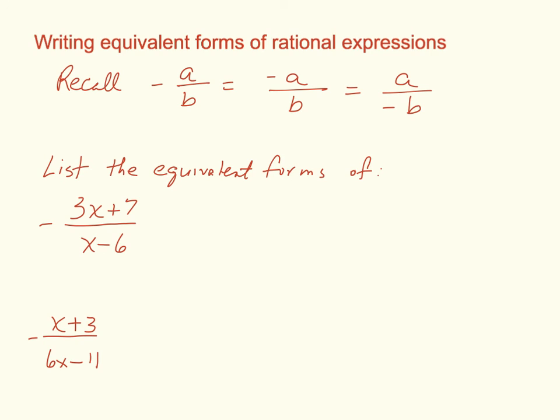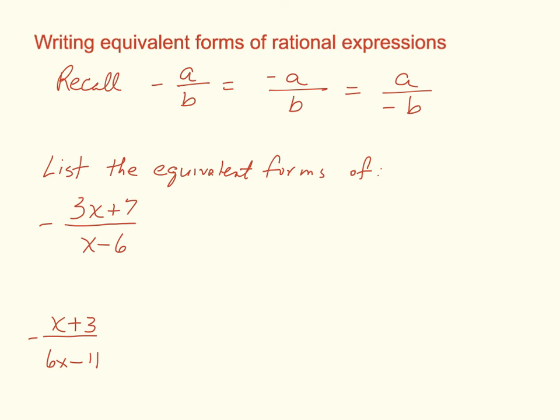Now, we're going to talk about writing equivalent forms of rational expressions. I've already alluded to this earlier. If you have a fraction where you have a negative sign, that negative sign can go either with the numerator or with the denominator, but not both, or it can go out in front of the whole fraction. Let me show you what I'm talking about when I say list the equivalent forms of this particular expression.